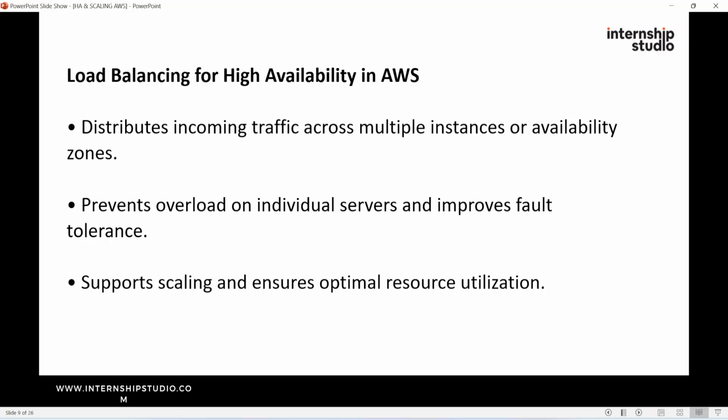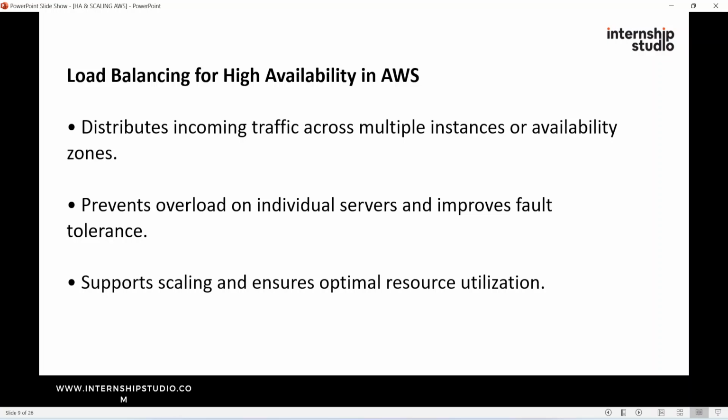So we have the application load balancer, which takes load balancing to a whole new level by offering advanced features for routing and content based routing. These load balancers are designed with high availability and fault tolerance in mind from scratch. By distributing traffic across multiple availability zones, these load balancers ensure that your application remains available and resilient even if a specific data center or region faces disruption.